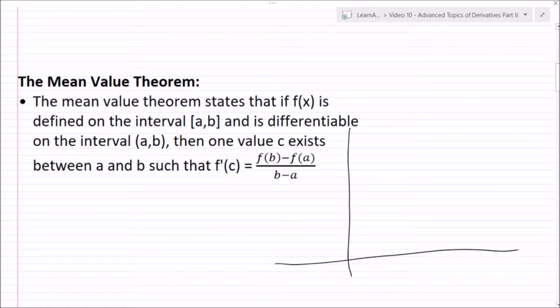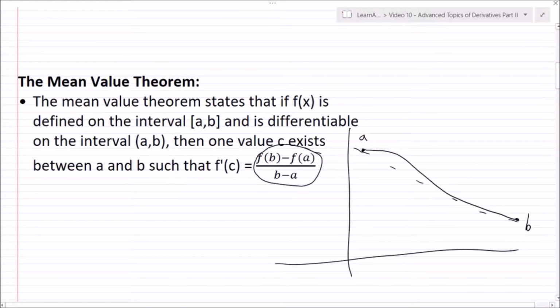So if I quickly draw out a graph, I'll call this point A, I'll call this B, and I'll say that my slope here, this is my f of b minus f of a all over b minus a. That's my average slope between the points A and B. Now, all the mean value theorem says is that at some point, I'm going to hit a value of c, where the slope at that point is equal to my average slope. So that's all the mean value theorem says.